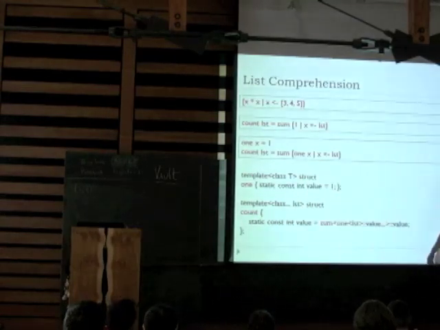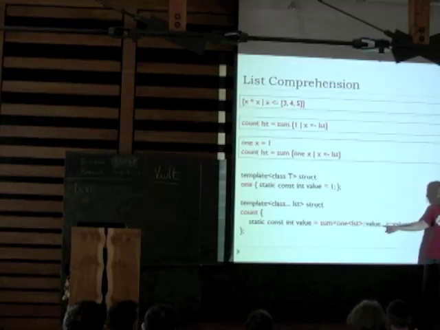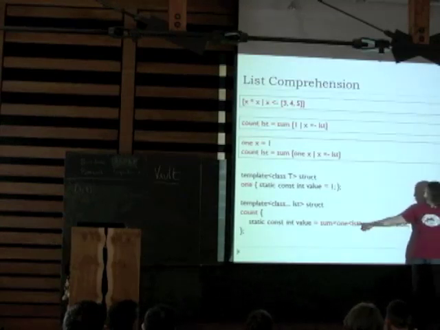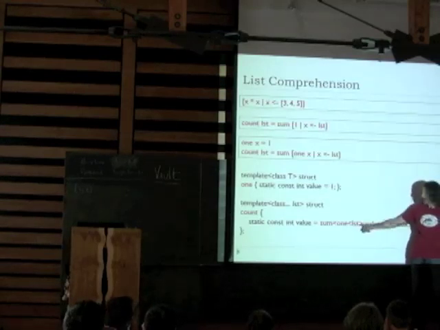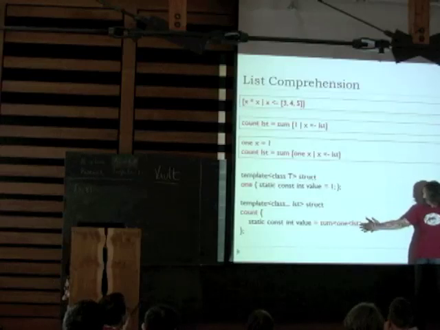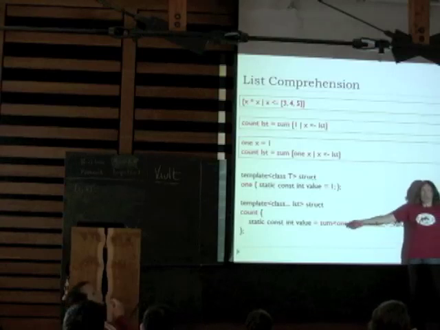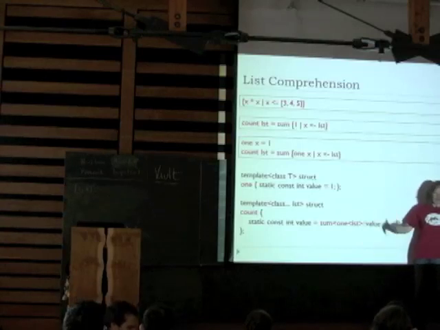I do pattern expansion. This is very special syntax. You see, the three dots here are not after a list. If I put three dots after a list, that would mean, okay, expand this list, which is a pack, into a variable number of types. And I would call one with a variable number of types, and I would get an error.